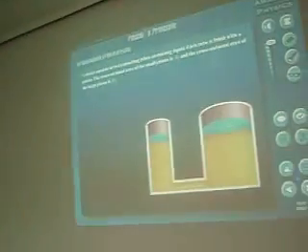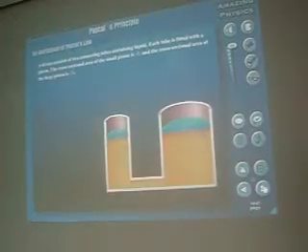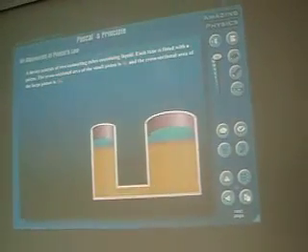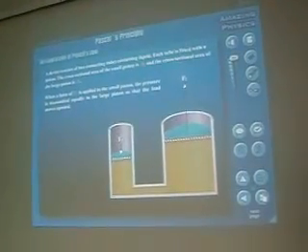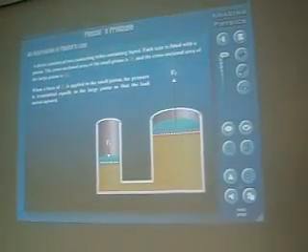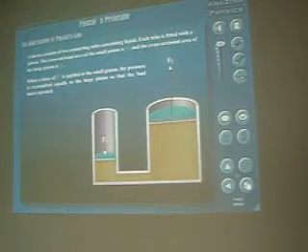The cross-sectional area of the small piston is A1 and the cross-sectional area of the large piston is A2. When a force of F1 is applied to the small piston, the pressure is transmitted equally to the large piston so that the load moves upward.